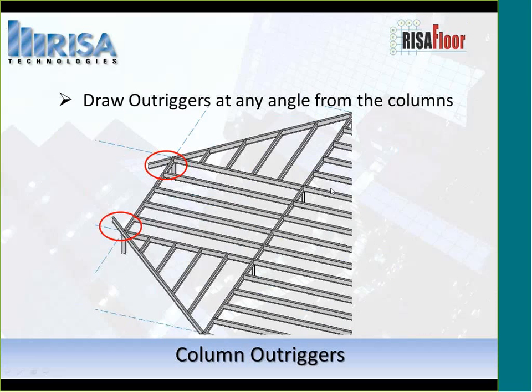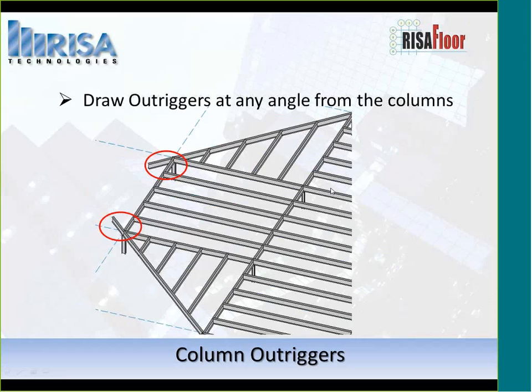In RISAFloor, we have added outriggers. So you can apply an outrigger anywhere from a column at any angle. Previously, we had cantilevers, and a cantilever required that you had a backspan. But we'll see here you can draw those outriggers at any angle. You can draw them in any material, so they actually don't have to be the same exact material.